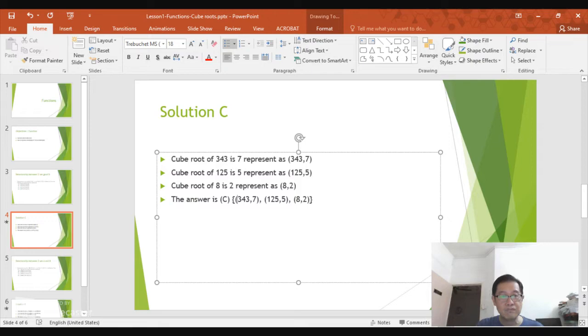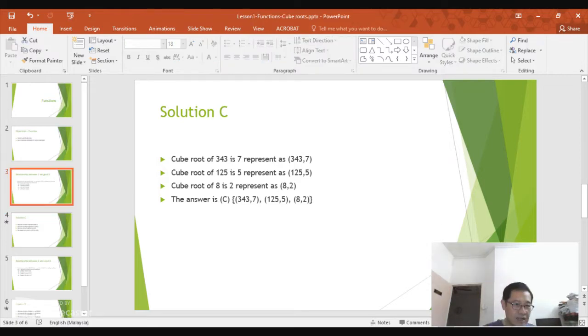So 343, 7, means that we take the first order, followed by the second order. So second order is 125, 5. And the third order is on the right side, is 8, 2. Okay, so these are the solution for number C.